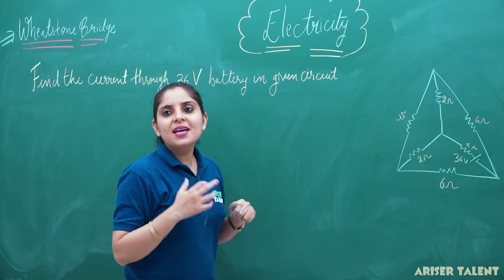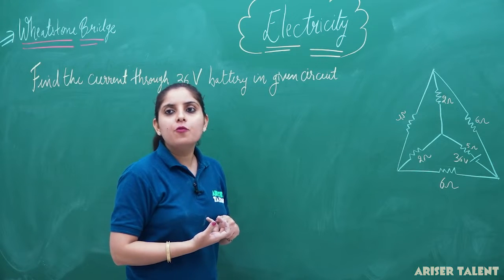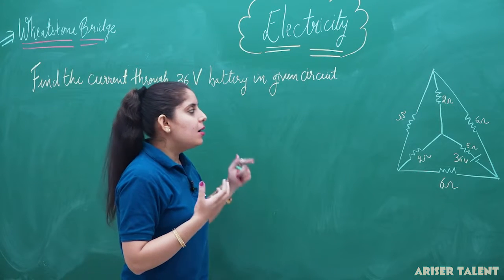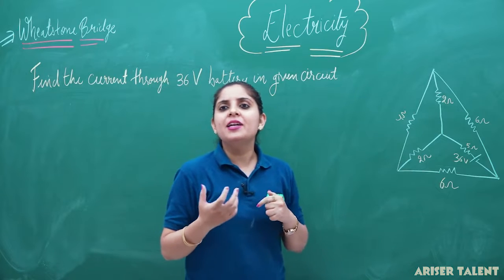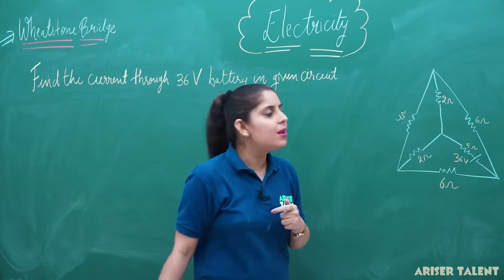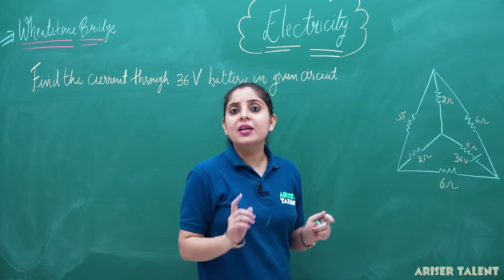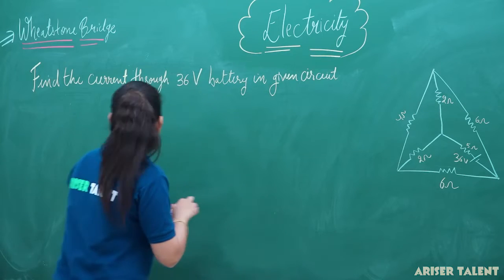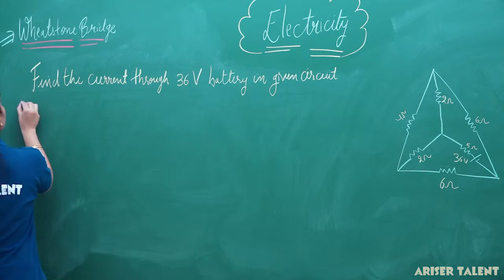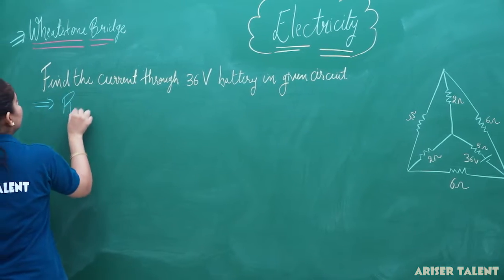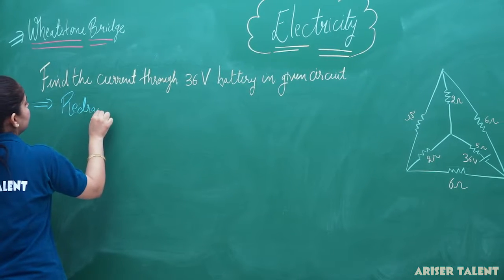So you are given a 36 volt battery and a circuit. Now this circuit can be redrawn in the form of the Wheatstone bridge, because from this circuit you cannot just identify whether they are in series or parallel. So we have to draw a circuit which contains the Wheatstone bridge here. So let's redraw the circuit. Firstly, what we will do? We will redraw the circuit.